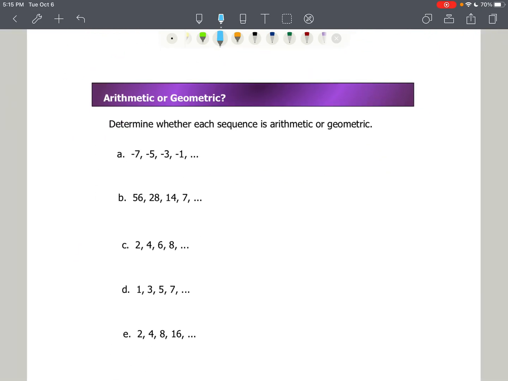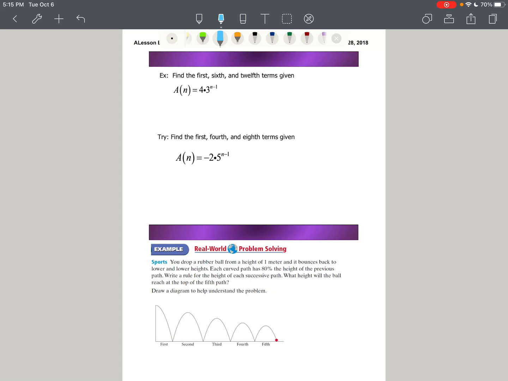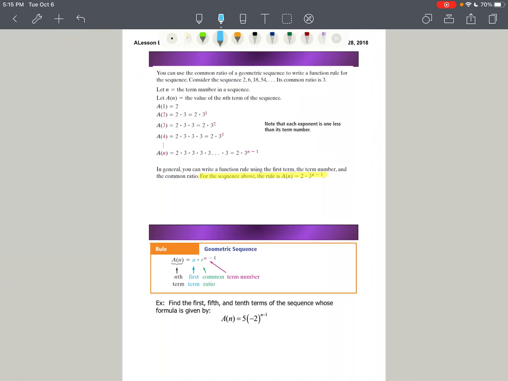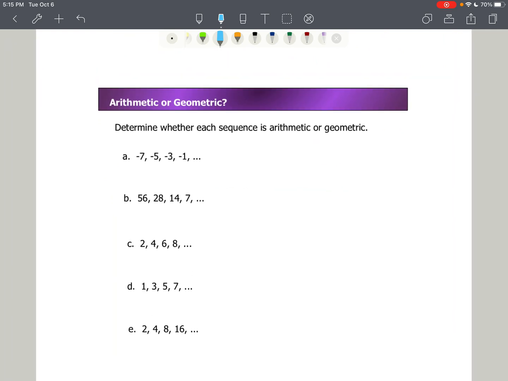We're going to do these two problems real quick, and then we're going to come back in the next video and we're going to do some word problems. So we'll create some equations in the next video. First, we want to decide whether or not our sequence is arithmetic or geometric. Remember, arithmetic has a common difference and geometric has a common ratio. So I'm going to do the first one, and then you're going to get to try the next few problems.